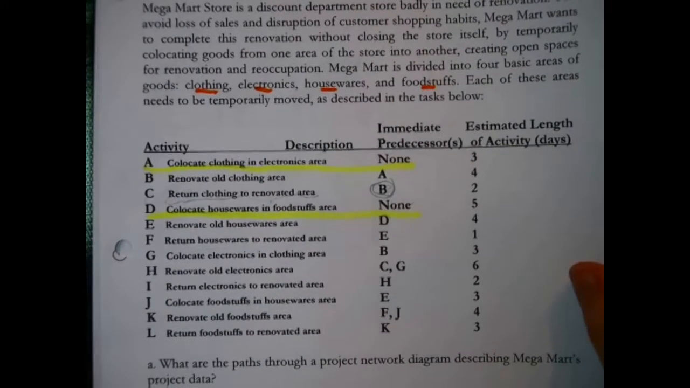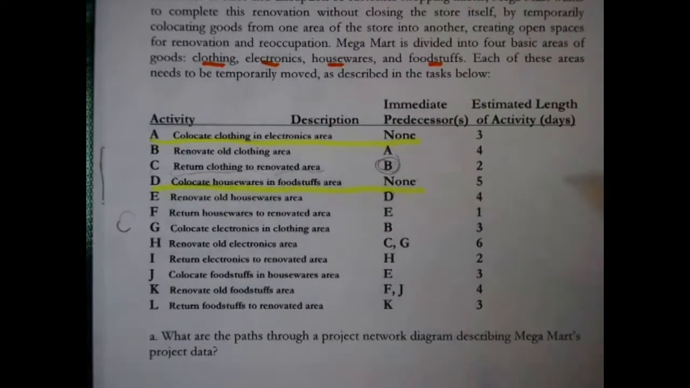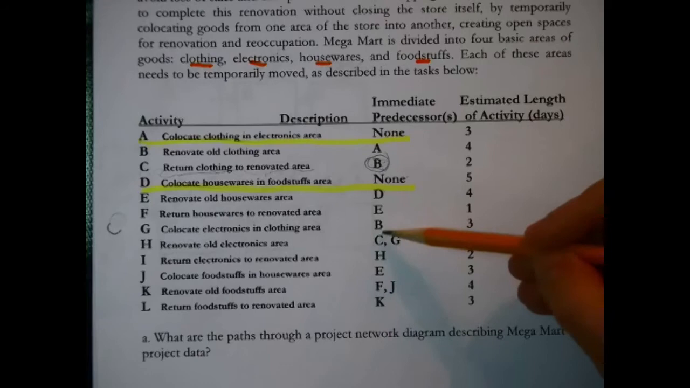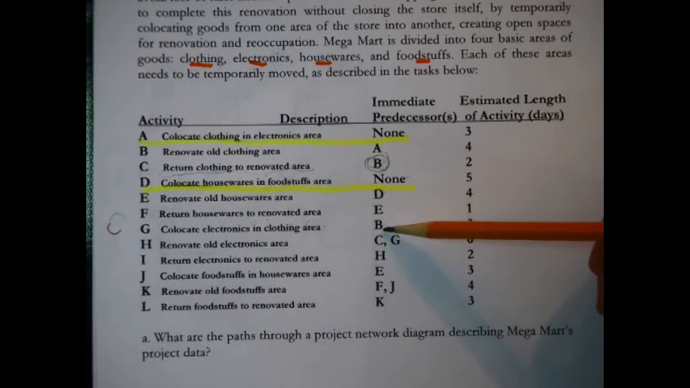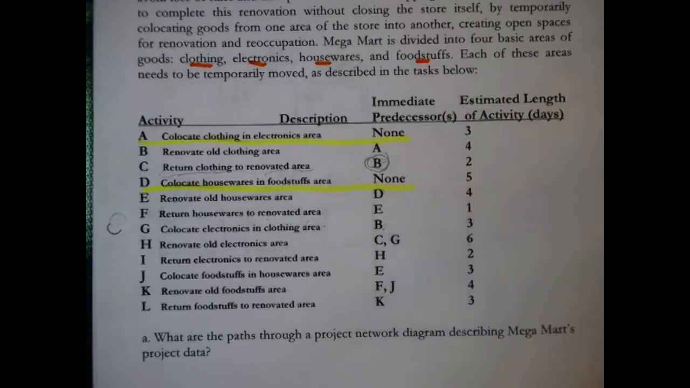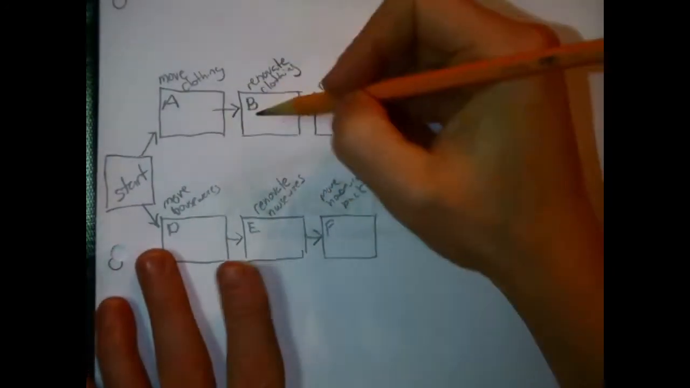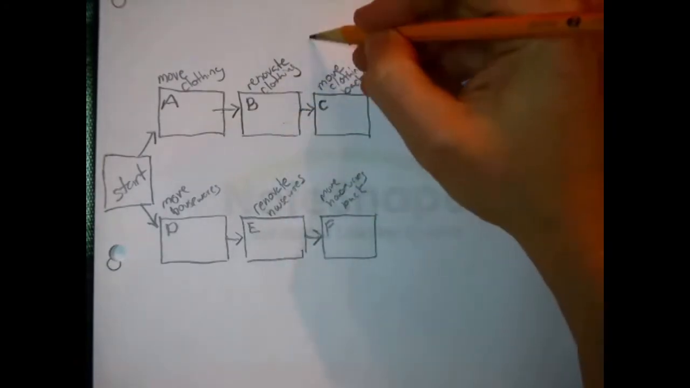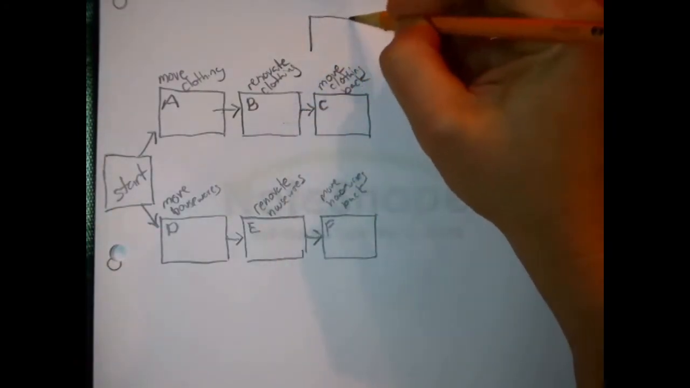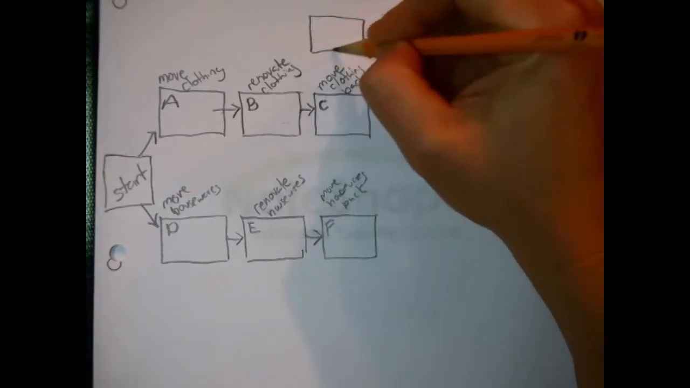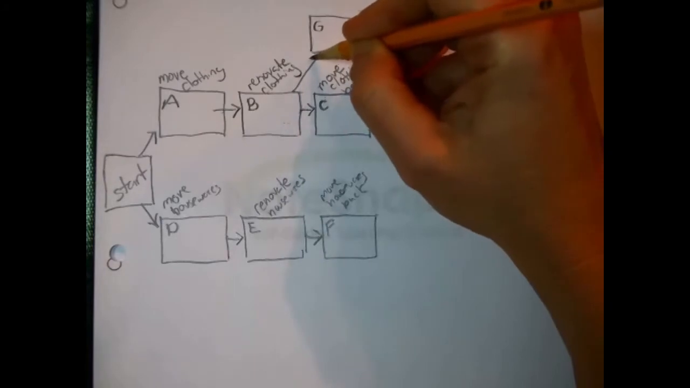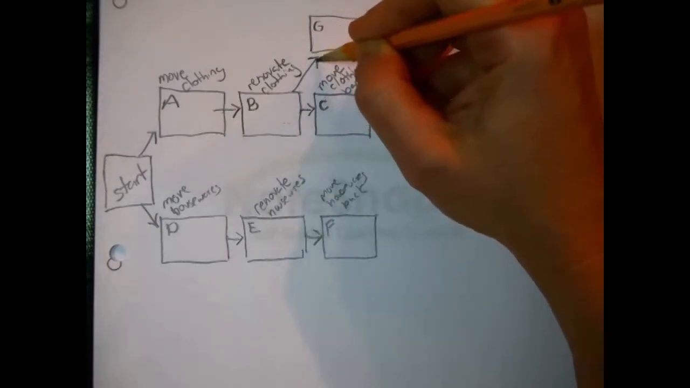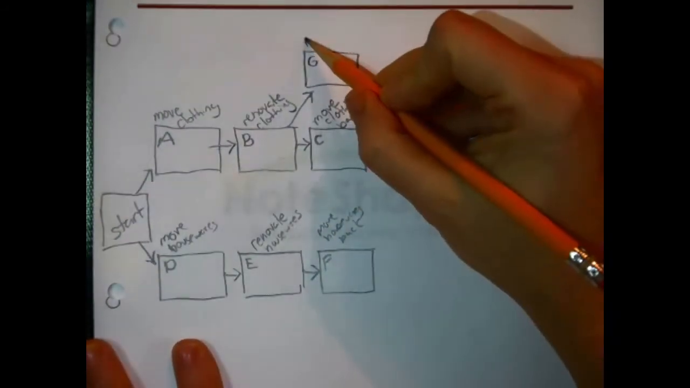Okay, then what? Let me think. Oh, interesting. Wait, we're down to G on the list. It says G, go the way back up to B. G, co-locate electronics in the clothing area, has B as an immediate predecessor. Okay, well, I can definitely draw that. Now, here's B. What we're saying is that this task called G, so I'm going to stack it up here, can start when B is finished. When we're done renovating the clothing area, G can start. Now, what actually was G? Move electronics.